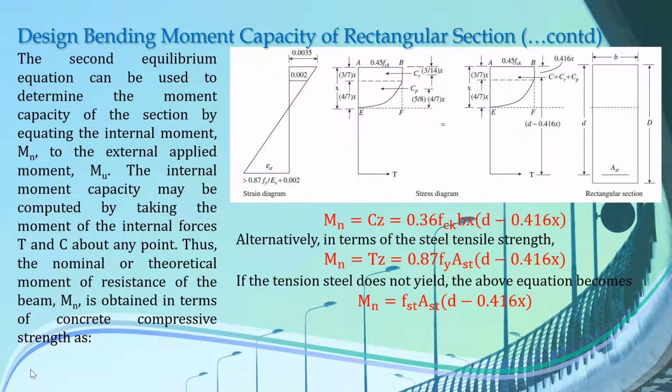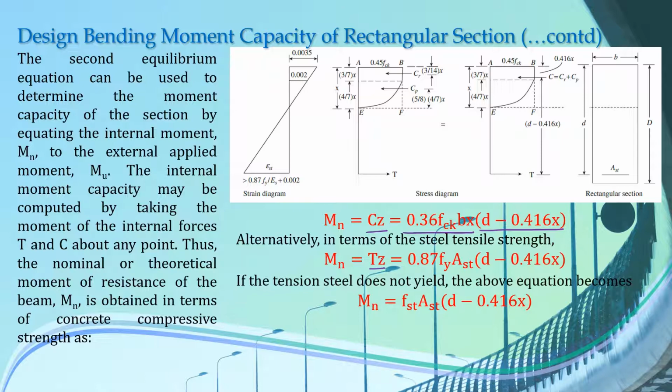Now finally, to calculate the bending moment capacity, the nominal moment resistance or nominal bending capacity can be calculated by either multiplying the compressive force and the lever arm, or the tensile force into the lever arm. The compressive force we got as 0.36 fck b x, and the value of z or lever arm we determined as d minus 0.416x.